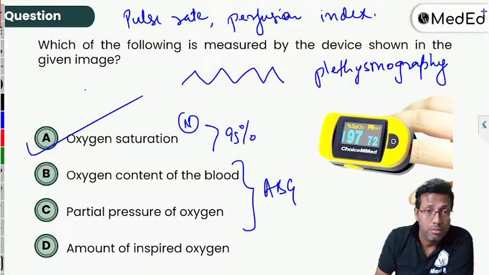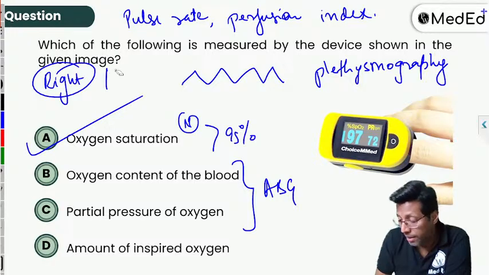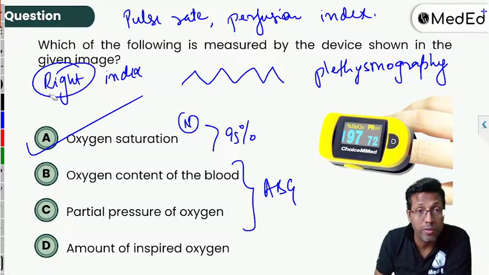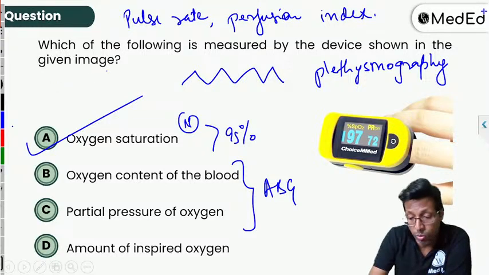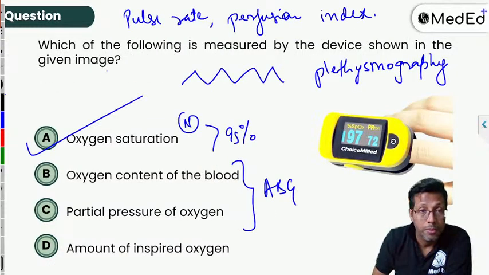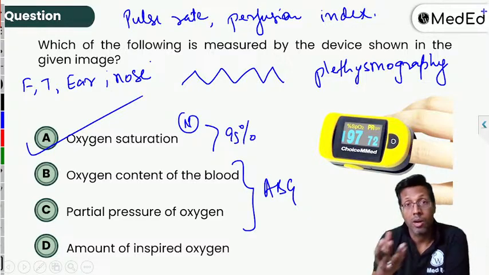Ideally they say right hand, first finger. It's not really like that, but normally they say the right hand index finger. But more important is what are the other places where you will use it, rather than just one. So there are other places that you can use a pulse oximeter: finger, toes, ear, nose, and then some books have mentioned tongue also.